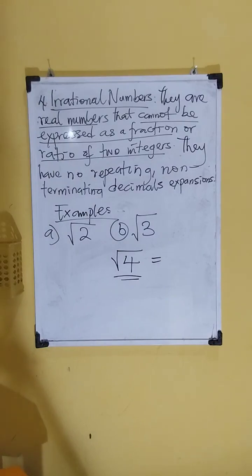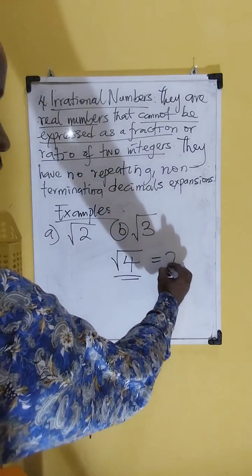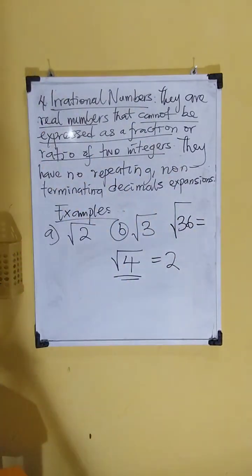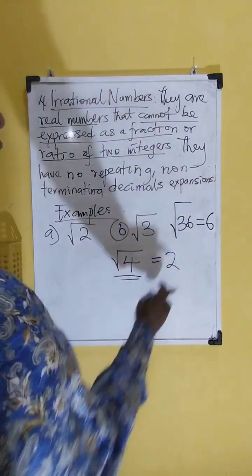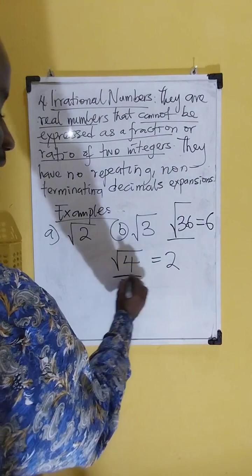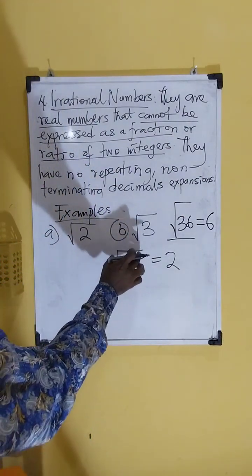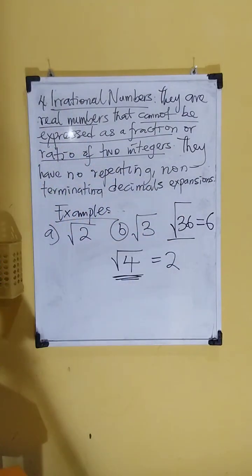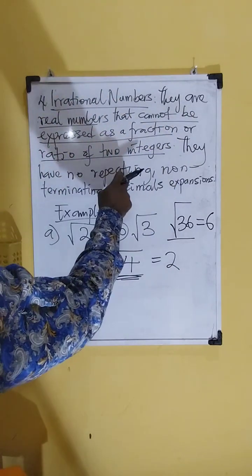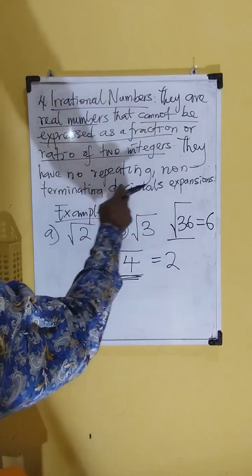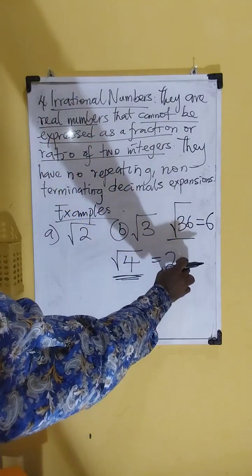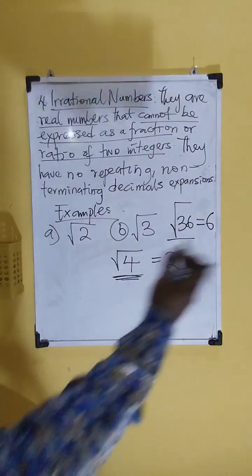What's the square root of 4? 2. What's the square root of 36? 6. So you cannot call this an irrational number, because irrational numbers have non-repeating, non-terminating decimal expansions. They continue. That's just what it means.